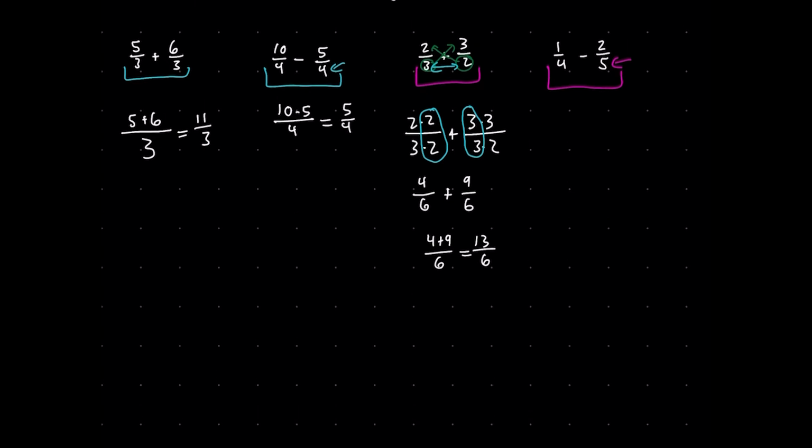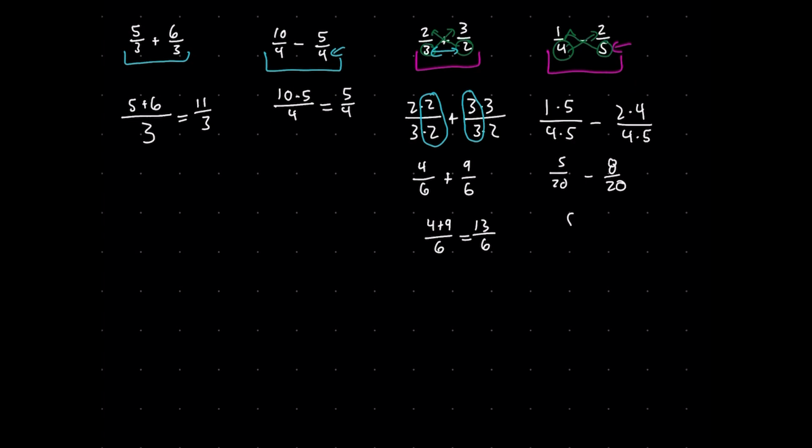And it's the exact same case for subtraction. You multiply these by the giant 1 in the opposite denominator, and that gives you what it is. So we have 1 times 5 over 4 times 5 minus 2 times 4 over 4 times 5. Multiply this out, we get 5 over 20 minus 2 times 4, which is 8 over 20. And then you get 5 minus 8 over 20, which gives us an answer of -3 over 20.